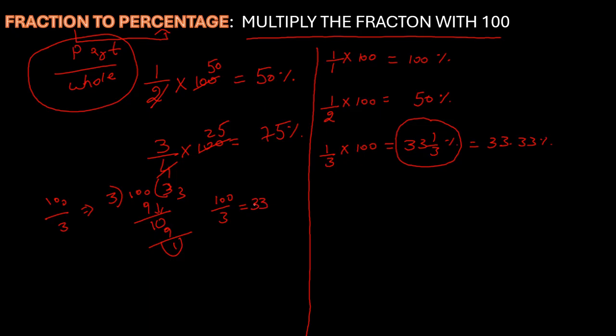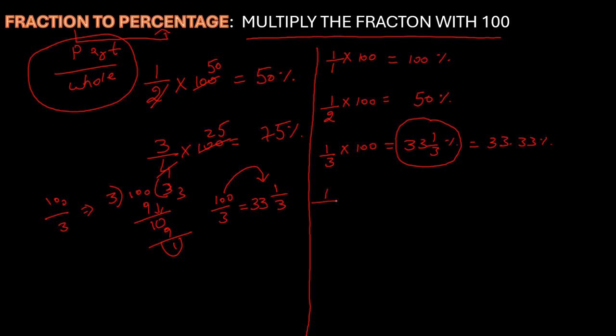I'll write it as a separate whole number, and I was left with 1 as remainder, and I'll take that 1 as numerator, and as I divided with 3, that will obviously be my denominator in the mixed fraction. So this is how I convert this improper fraction into mixed fraction. So 100 by 3 is nothing but 33 1 by 3. So this is how I got 33 1 by 3, and that is also equals to 33.33%.